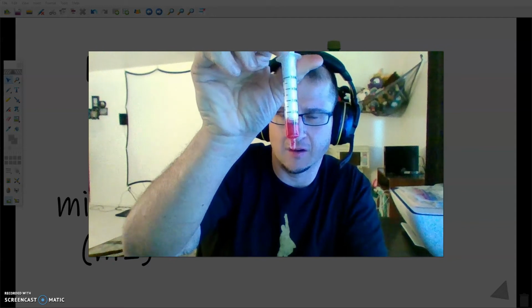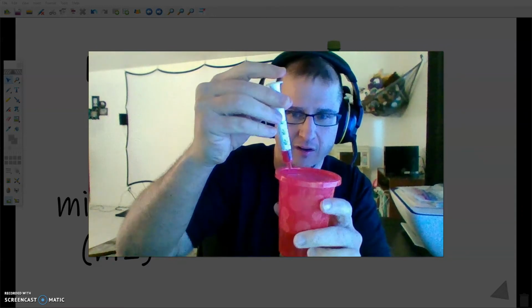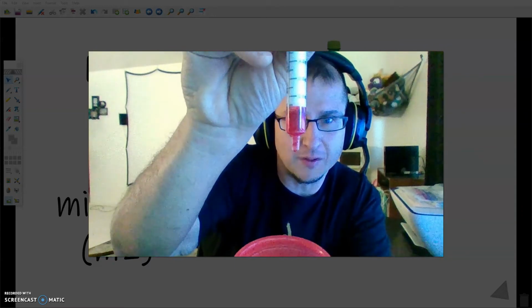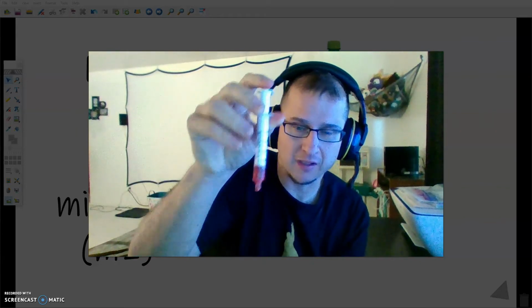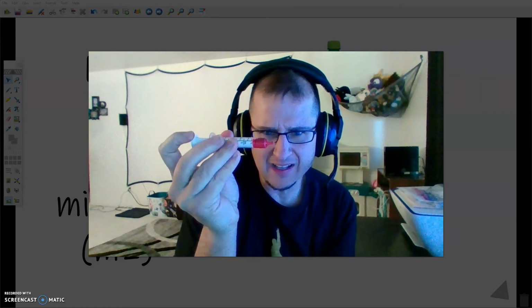See how much red soda or red liquid? It's just dyed water, not soda. See how much red liquid is in there? Just that little bit. That's about the length of my finger, just to my first knuckle. Okay, that is 1 milliliter. So it's not very big. Just a little itty bitty bit.